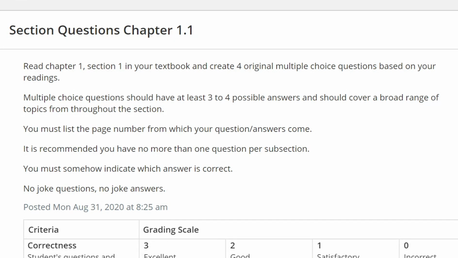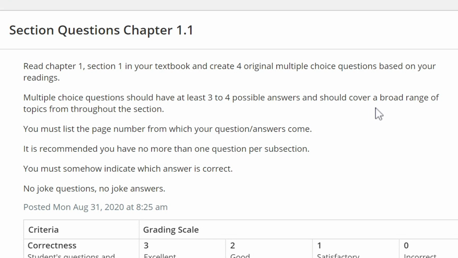So first it says, read Chapter 1, Section 1 in your textbook and create 4 original multiple choice questions based on your reading. So by original, I mean you've created them, you haven't taken them from anywhere. Okay. Multiple choice questions should have at least 3 to 4 possible answers and should cover a broad range of topics from throughout the section.